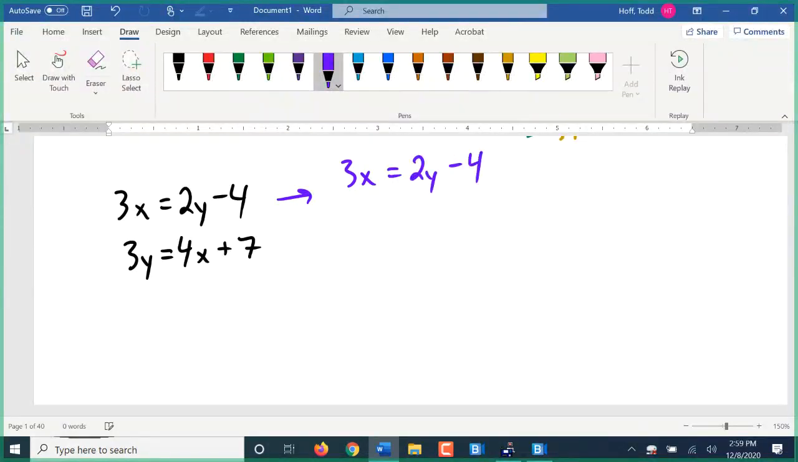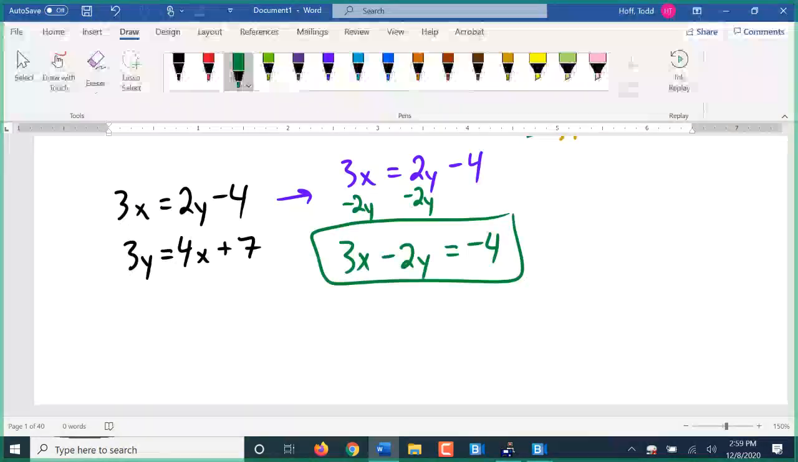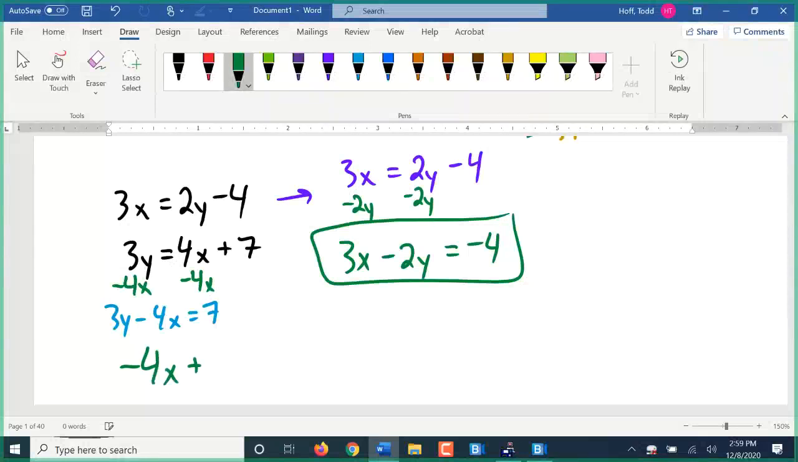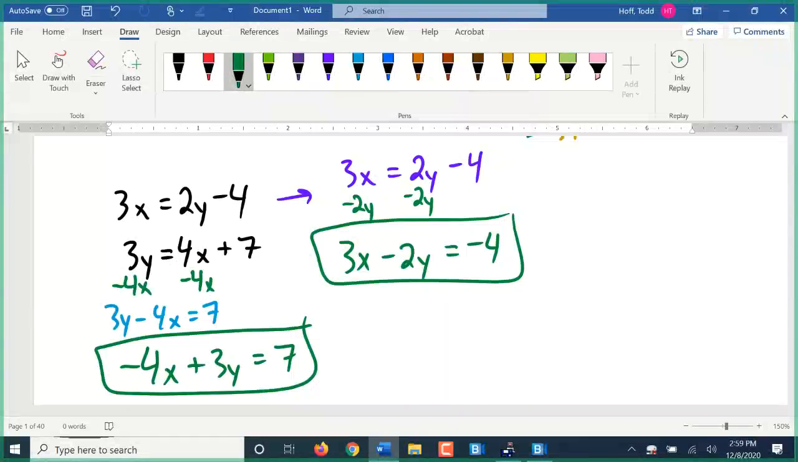This first equation, 3x equals 2y minus 4, I have to get the 2y over to the left side. So I'm going to subtract 2y. So I now have 3x minus 2y equals negative 4. That is in the correct form. This other equation here, 3y equals 4x plus 7, I have to get the 4x over to the left side. Now technically that's going to be 3y minus 4x equals 7. I'm going to rearrange it. I'm going to put the negative 4x first, and then the plus 3y equals 7. Now that one is in proper form.